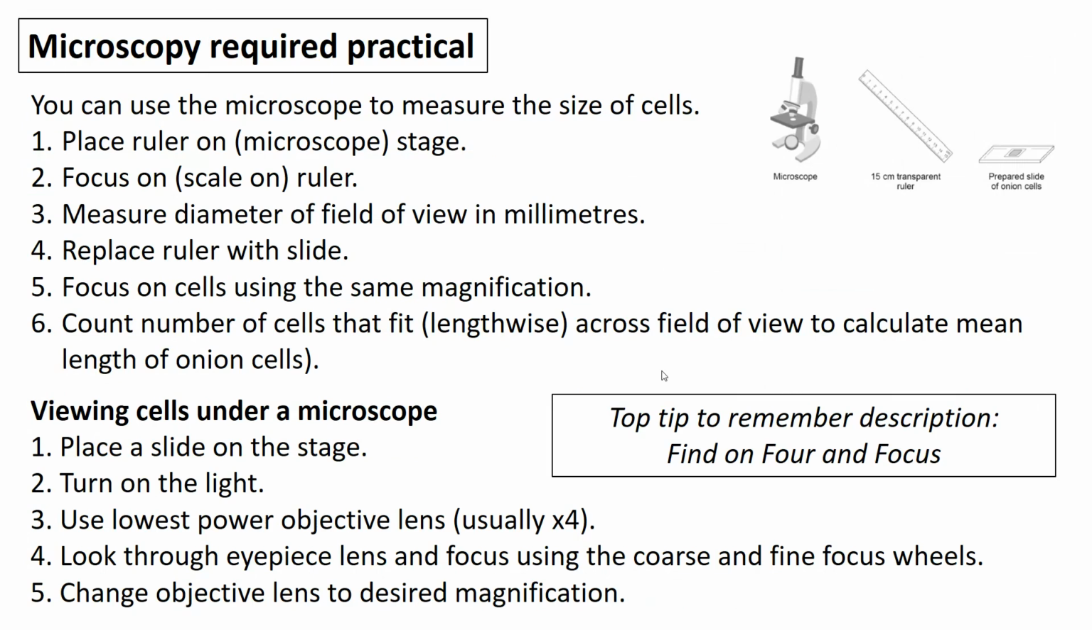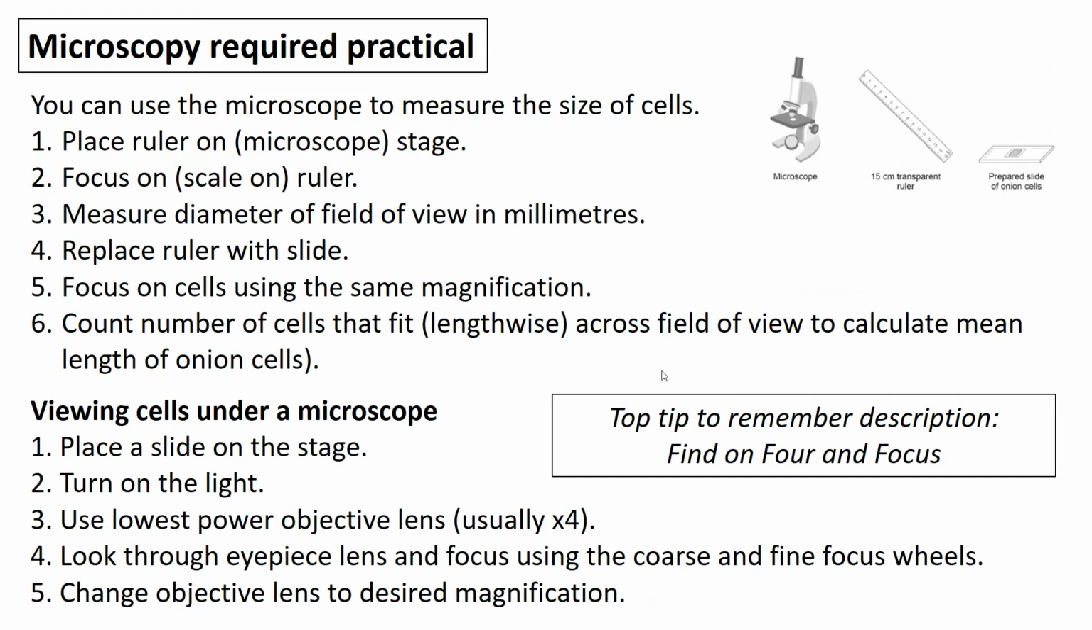You measure that field of view in millimeters, and then you swap your ruler with the slide with your cells on, and you count the number of cells that you can see in that field of view, and then you can calculate a mean by dividing the millimeters that you've measured by the number of cells that you can see. And therefore, you've got the mean length of a cell.